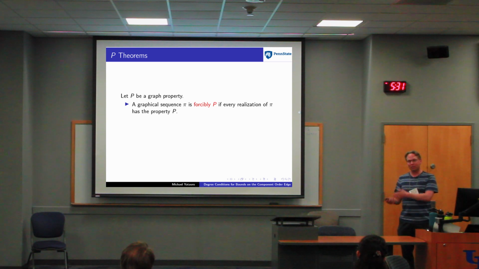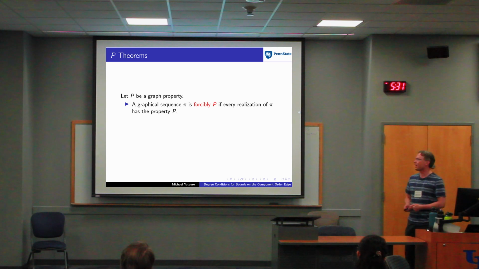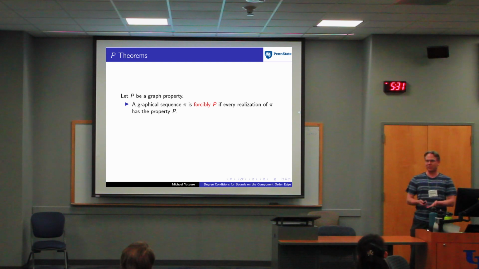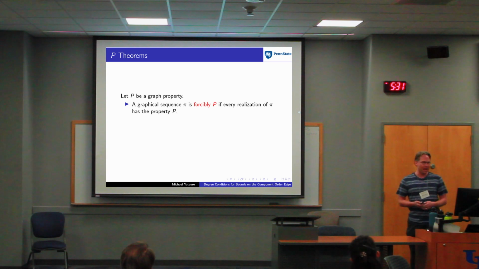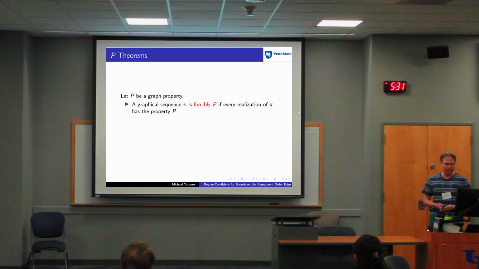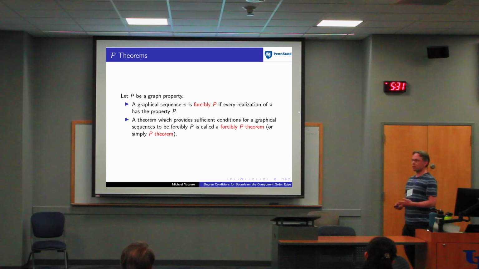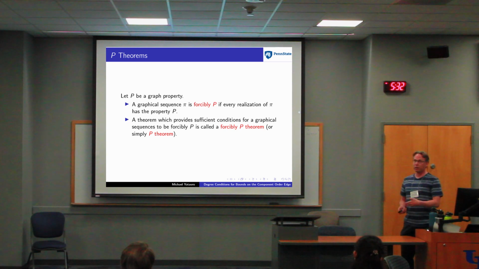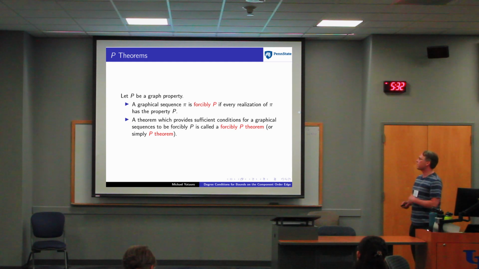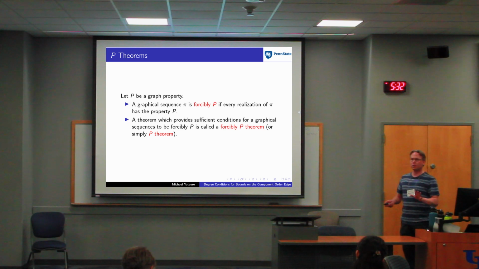Here I'm talking about the forcibly end of the spectrum, where we want to say that there's a graph property and we want to see if every realization possesses that property. That's forcibly P, having that property for every realization. I want to talk about theorems that look at a graphical sequence, apply some conditions, and if those conditions are met, then every realization will have that property. So it would be called, in this case, a forcibly P theorem, or just a P theorem.